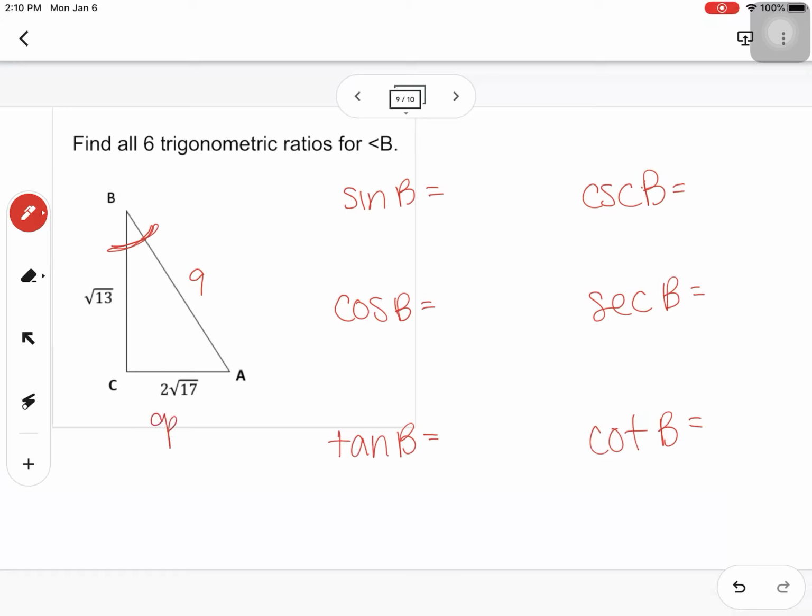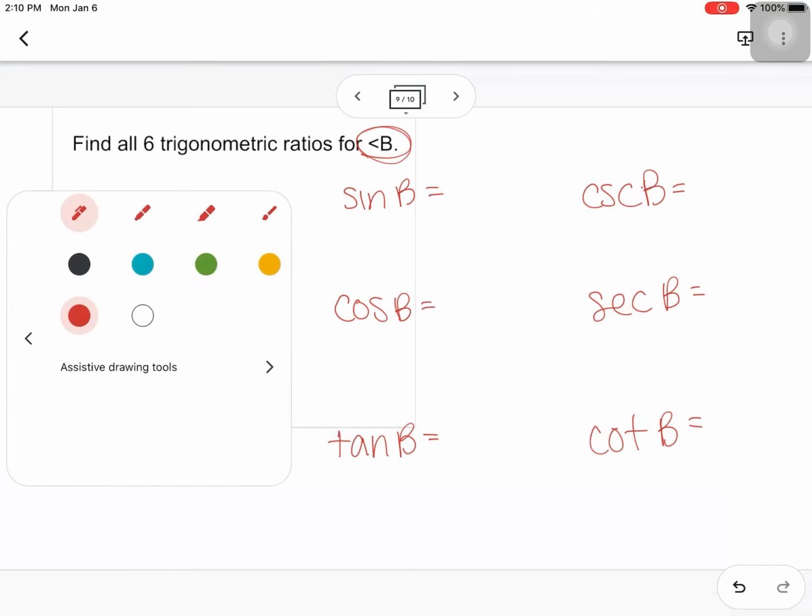Okay, I'll start talking through how we got all of this. One thing to notice, they said here angle B, so that's my theta. And so I marked this angle, and when I label my opposite and adjacent, it's important to keep in mind that those have now flipped from what they were on the last picture.